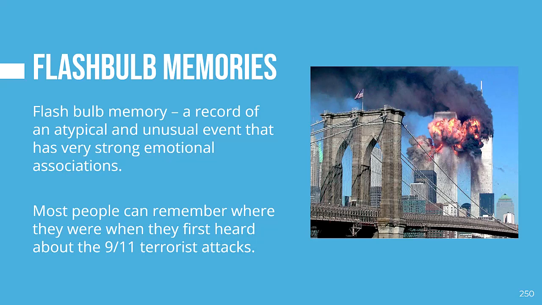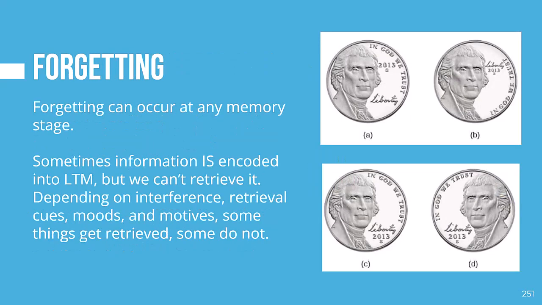This very distinct, vivid memory can be classified as a flashbulb memory and, as some researchers may believe, can be tied to arousal theory. So what happens when we forget? Well, forgetting can occur at any memory stage. Sometimes the information is encoded into the long-term memory, but the person cannot retrieve it. Depending on the type of interference, retrieval cues, moods, and motives, some memories may be retrieved and some may never be retrieved.